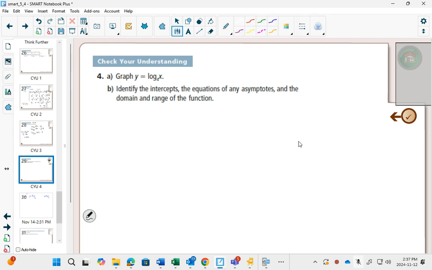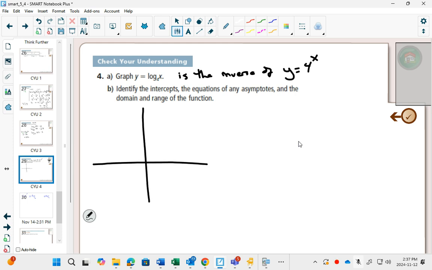But logs and powers are inverses. So y equals log 4 of x is the inverse of y equals 4 to the x. And if I can graph 4 to the x, because that's something that we've graphed before, right? All exponential graphs have the point 0, 1. And all exponential graphs would have the point 1, 4. And this is the shape of y equals 4 to the x with an asymptote at y equals 0.